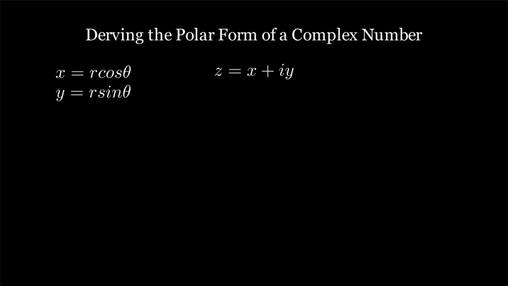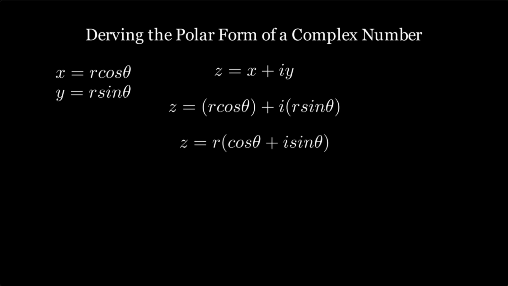So now we can plug in our definitions for our coordinates in the polar plane, and we see that z is equal to r cosine theta plus i r sine theta. Now we can take that r out, and that looks kind of familiar, doesn't it? Because that is the formula we derived in the first video. And so we can find the polar form of a complex number: it's equal to r times e to the i theta.